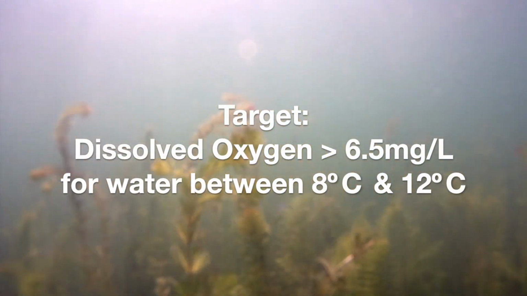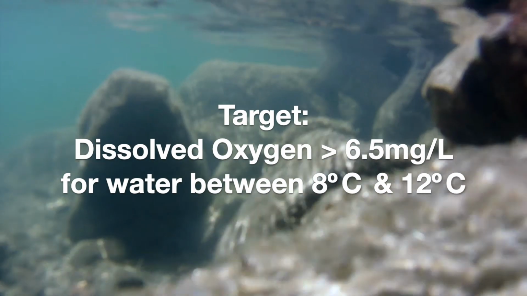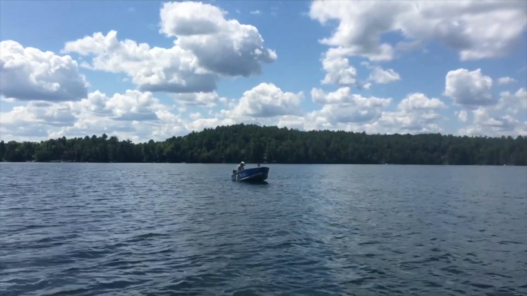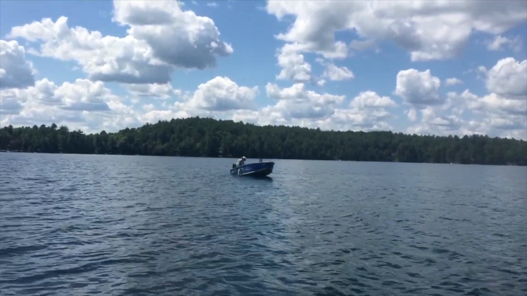Ideal lake trout habitat is in cool, deep water when dissolved oxygen levels are above 6.5 milligrams per liter. By conducting the in situ monitoring at different times of the year, we get an effective and cheap way of checking the quality of the trout habitat.